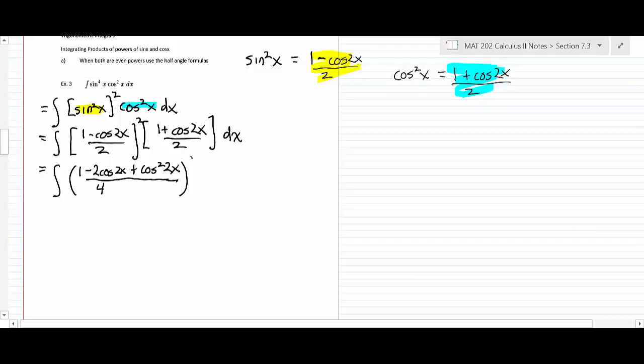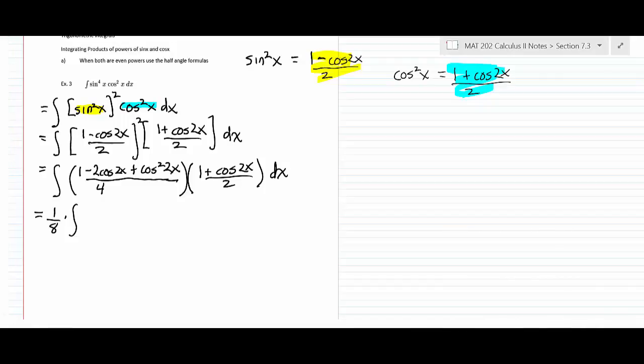And then I'm going to just bring this down. So I have 1 plus cosine 2x over 2 times dx, like that. So I'm going to run through and get all that put together. One of the things I'm going to do now is, I've got an 8. 4 times 2 is 8, so we might as well take that out of the integral. And then we probably want to just multiply the whole thing out and see what happens.